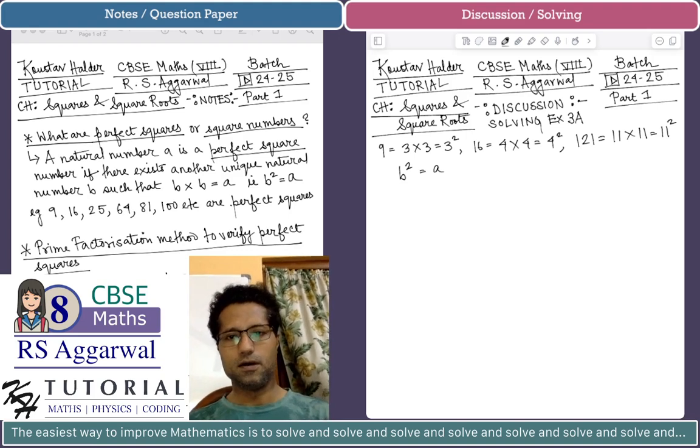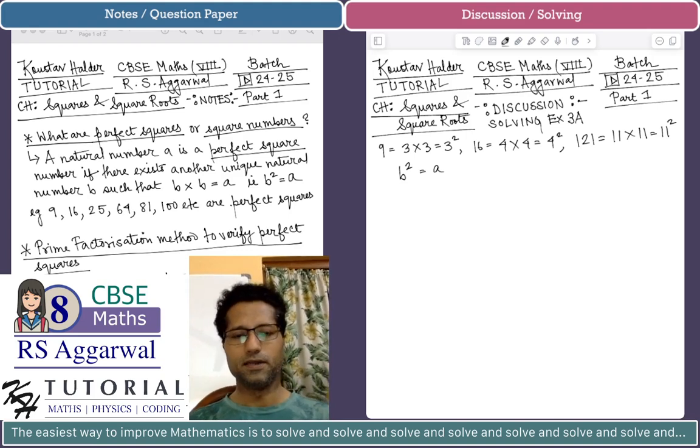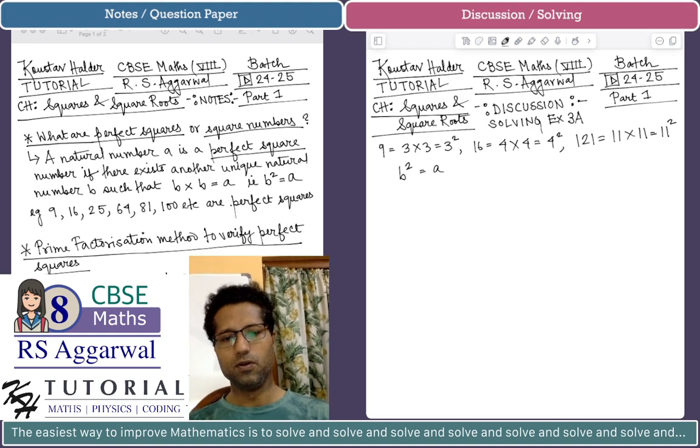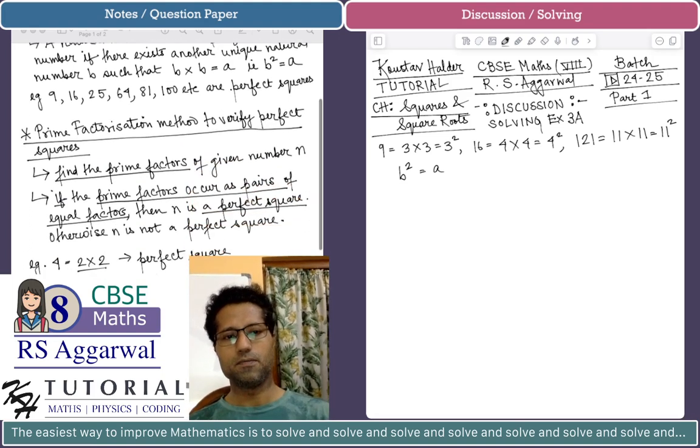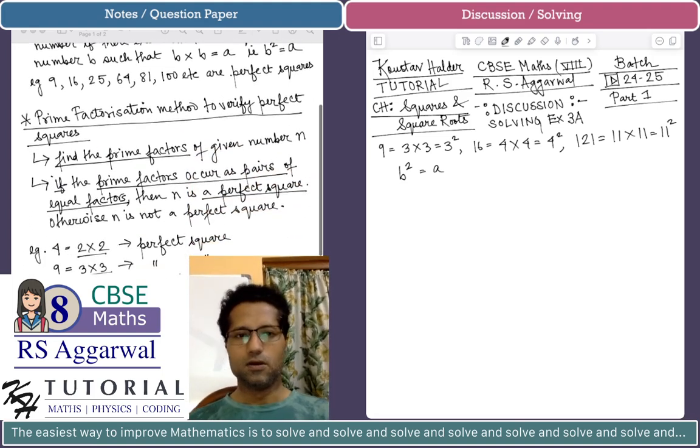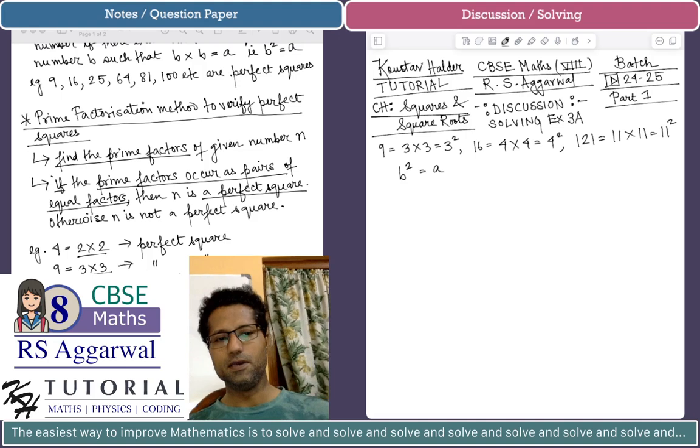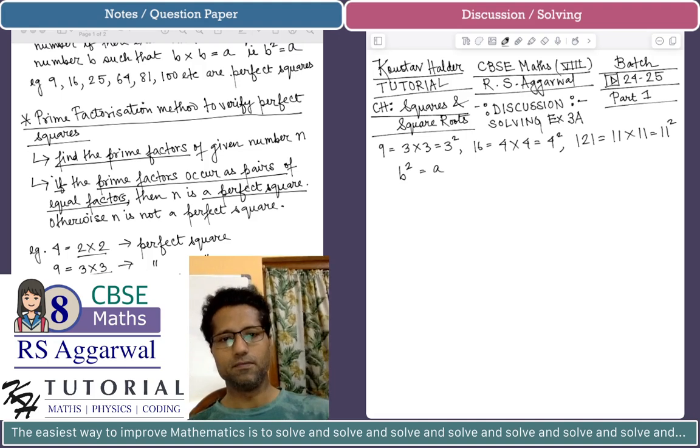Now the next point is, given a number, how do we know it is a perfect square or a square number? The method we use is the prime factorization method. As the name says, given the number, we have to do prime factorization of the number.